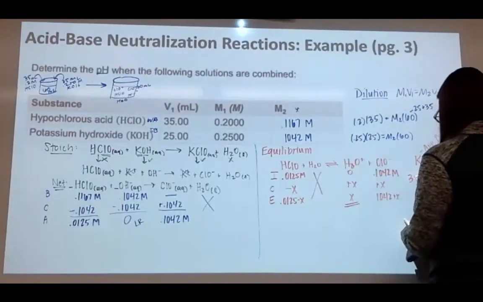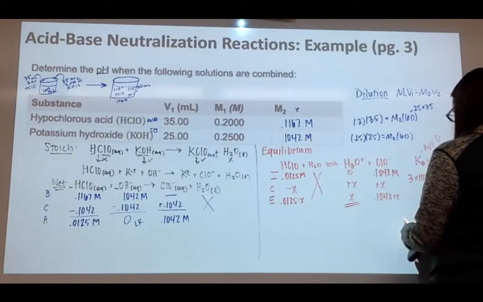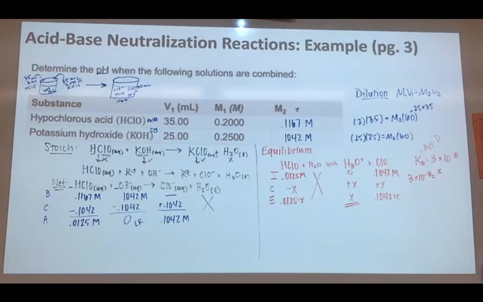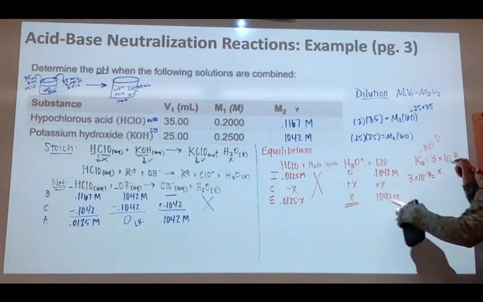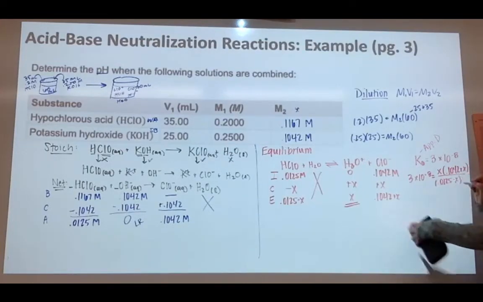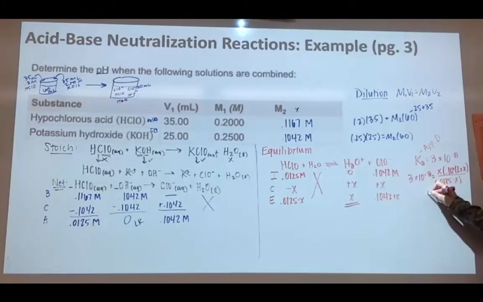So over here, 3 times 10 to the negative 8 equals. I'm not showing the expression. I know, shame on me, but I need to save some space. So my Ka expression is H3O plus times ClO minus over HClO. Assume X is small. By assuming X is small, we can neglect the minus X and the plus X. And now we can solve for X.